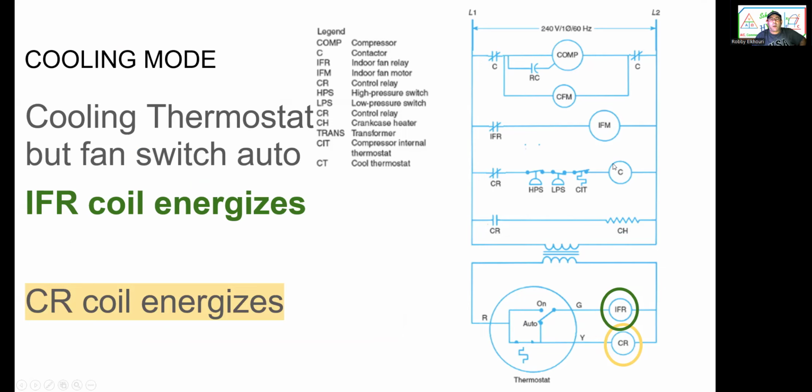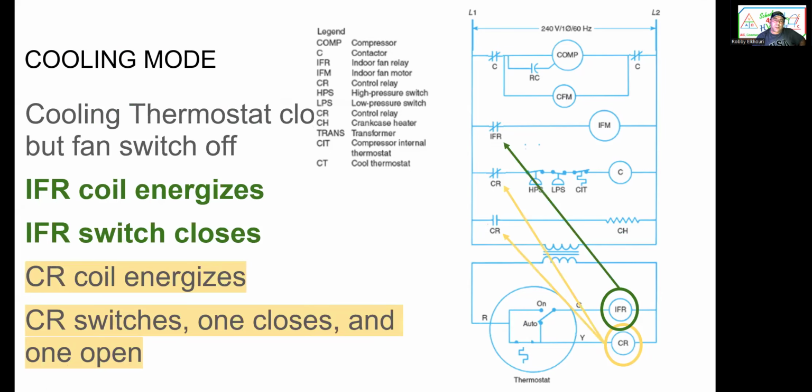So look at the compressor now. It goes to the high pressure, low pressure. So we have high pressure, low pressure, and looks like safety switch in series with the compressor.